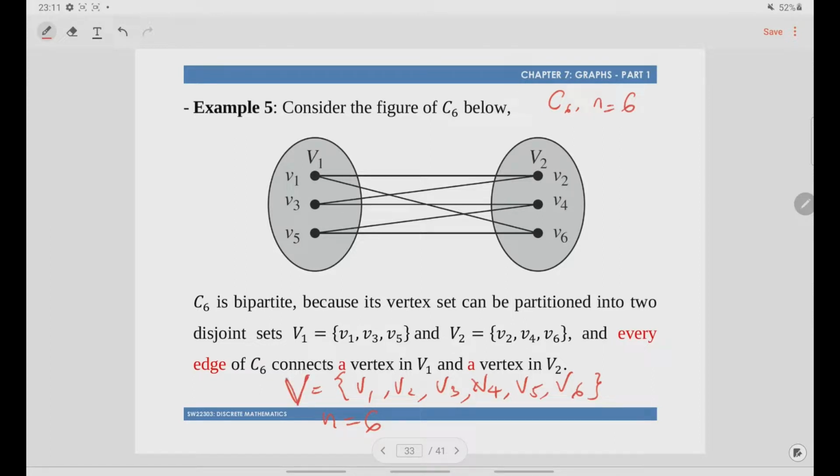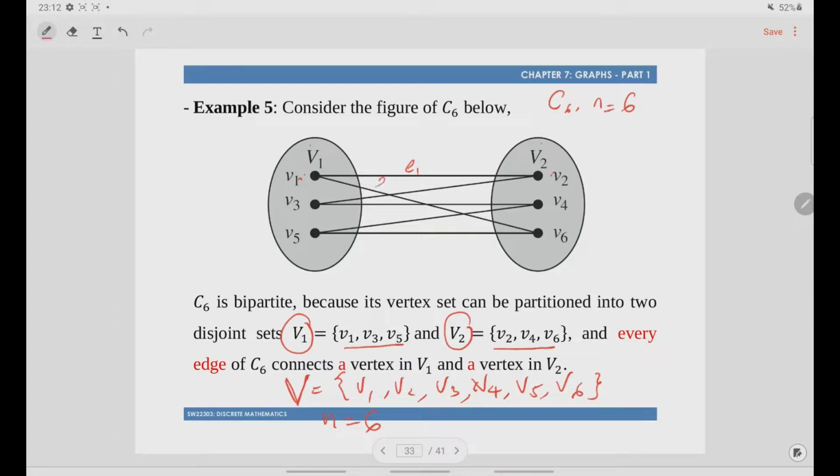And then we divide or partition this set V into two different sets, V1 and V2, where these two sets are disjoint. As you can see, there is no common element in both sets. All the elements are different. Right? And every edge of C6 connects a vertex in V1 and a vertex in V2. For example, this edge, denoted by E1, connects vertex V1 and vertex V2. One vertex comes from the set V1, the other vertex comes from the set V2.